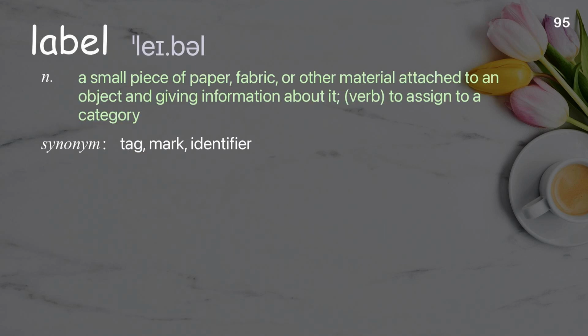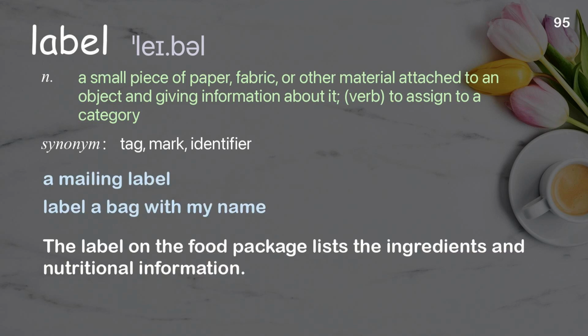Label: A small piece of paper, fabric, or other material attached to an object and giving information about it. Verb, to assign to a category. Examples: A mailing label. Label a bag with my name. The label on the food package lists the ingredients and nutritional information.